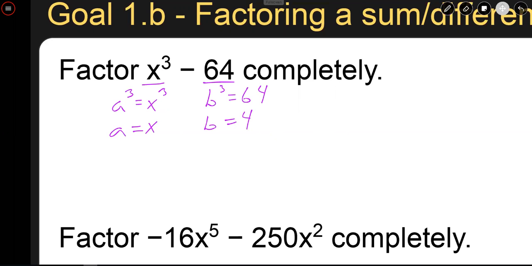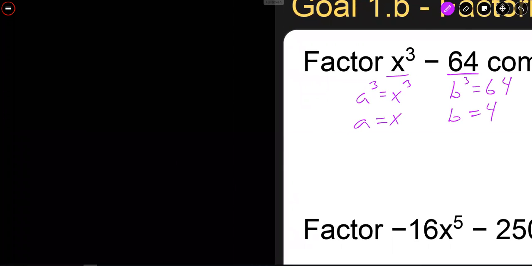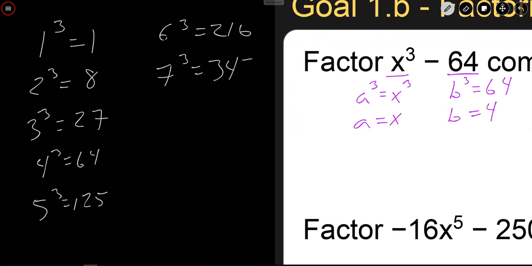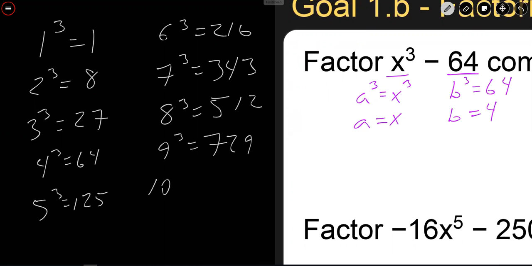Now, I don't expect everybody to know their third powers, but it is helpful to have a list. So let me write those down really quick. 1 to the third is, of course, 1. 2 to the third is 8. 3 to the third is 27. 4 to the third is 64. 5 to the third is 125. Then we've got 6 to the third, which is 216. 7 to the third, which is 343. 8 to the third, which is 512. 9 to the third, which is 729. And finally, 10 to the third, which is 1,000.